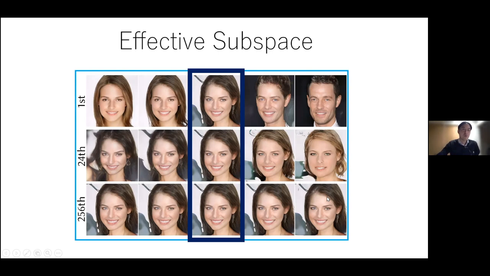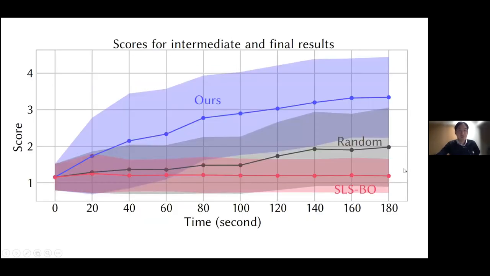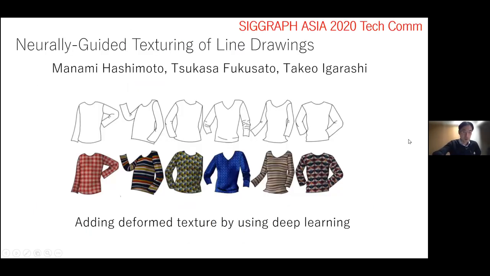So the idea is simple. We just try to find the direction with maximum change. And the result looks like this. This is very efficient, right? Bayesian optimization, which I described before, doesn't work well for high dimensions. So if you use only one slider, it doesn't work well. And random selection of the direction is slightly better, but the proposed differential method is much better. So yeah, that's this work. Okay, so next one.